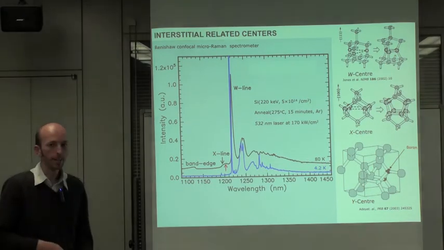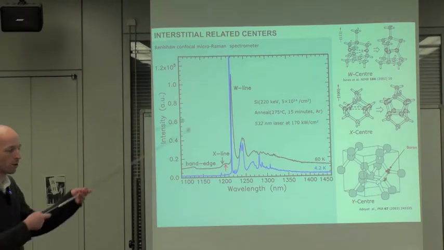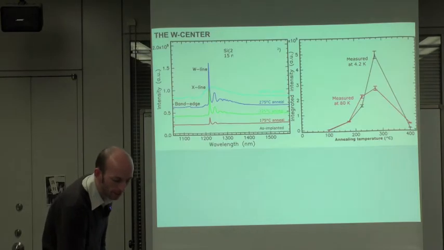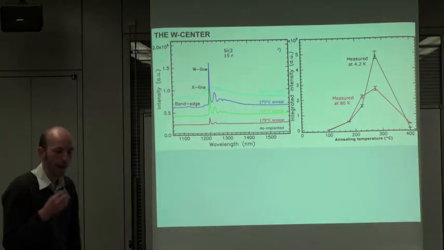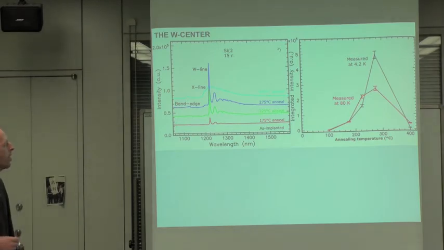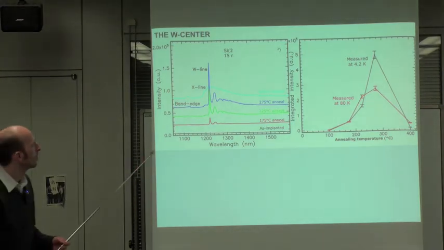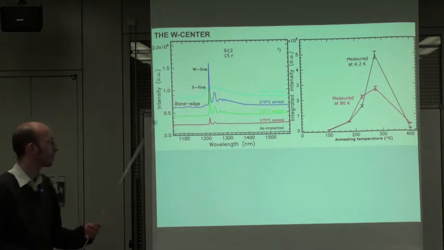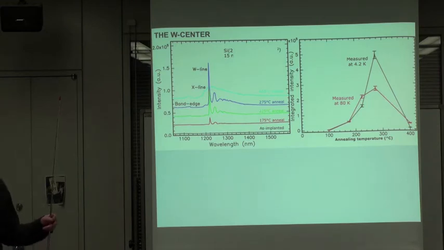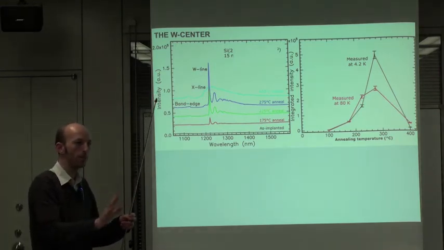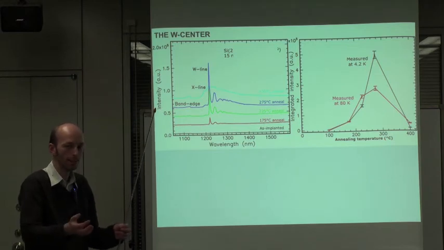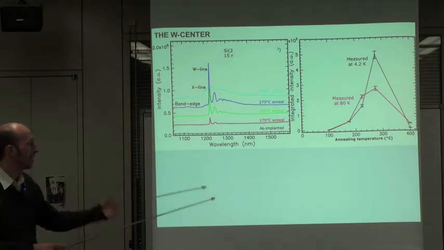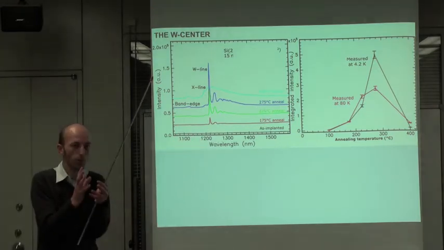We can see that at 80K on our spectrometer, but it thermally quenches. You can't see this at room temperature. But an LED has been made with the W line recently. To make the W center, all that's required is some damage in the lattice. So you might do that with electron beams, but we've done it with silicon implantation. And then it's a low temperature anneal. So it's a small defect.